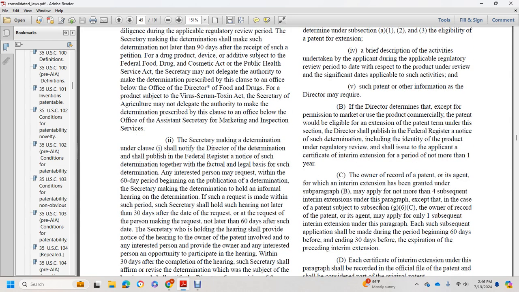The owner of record of the patent or its agent may apply for the interim extension granted under this paragraph, but there may not be more than four subsequent interim extensions, except in the case of a patent subject to the G6C, where the owner of record of the patent or agent may apply for only one subsequent interim extension. Each subsequent application shall be made during the period beginning 60 days before and ending 30 days before the expiration of the preceding interim extension.